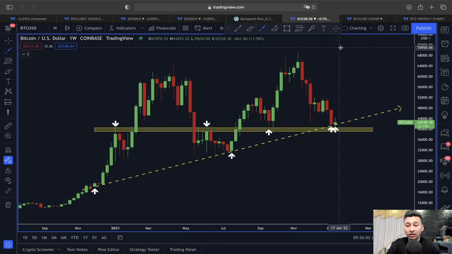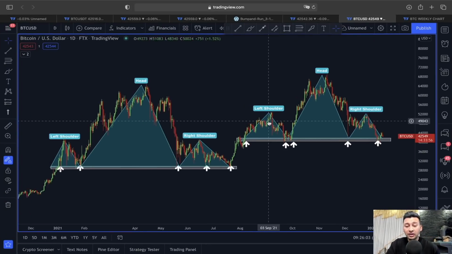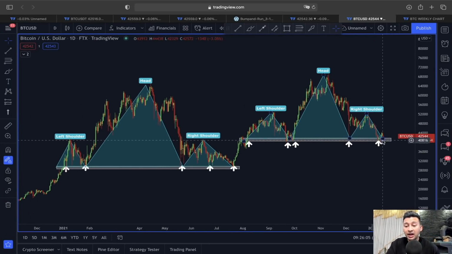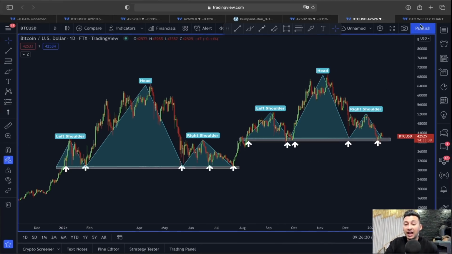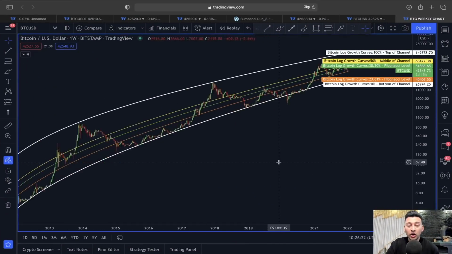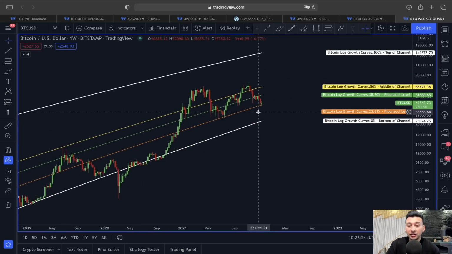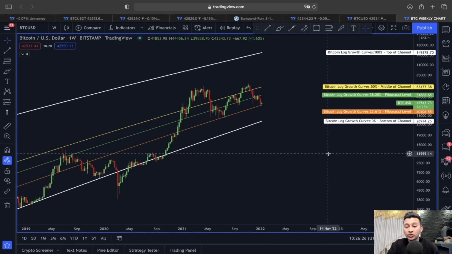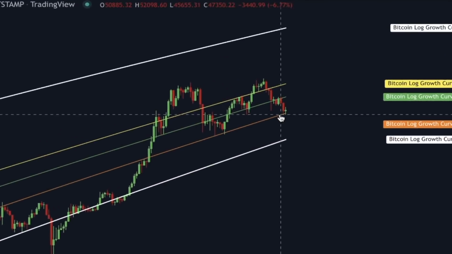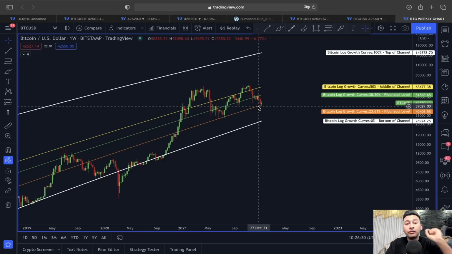around this 40,000 range. Not just that, also this head and shoulders neckline area is lying exactly around this 40,000 price range. So if the price of Bitcoin wants to form a bullish scenario, even though head and shoulders is looked at as a bearish scenario, then the neckline should not be broken at any cost. And along with that, the Bitcoin logarithmic growth curve in a weekly time frame, this orange line, which is the 23.61 Fibonacci level, is also lying exactly at this 40,000 range.